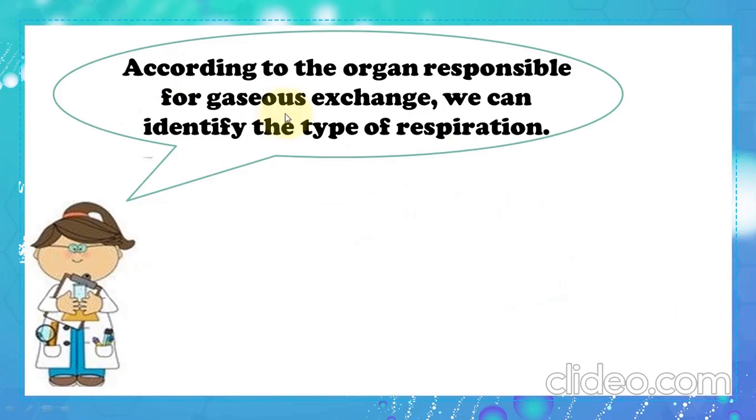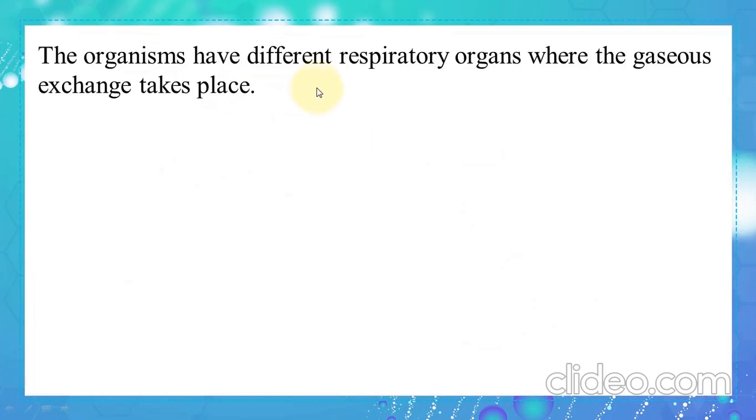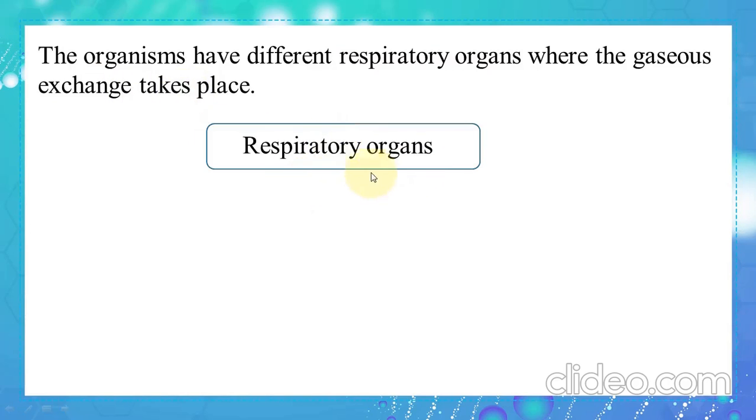Then, according to the organ responsible for gases exchange, we can identify the type of respiration. Now you are able to answer number 9. Since the respiratory organ in a human is the lungs, the type of respiration is pulmonary respiration. The organisms have different respiratory organs where the gaseous exchange takes place. So what are those respiratory organs that are found in different organisms?